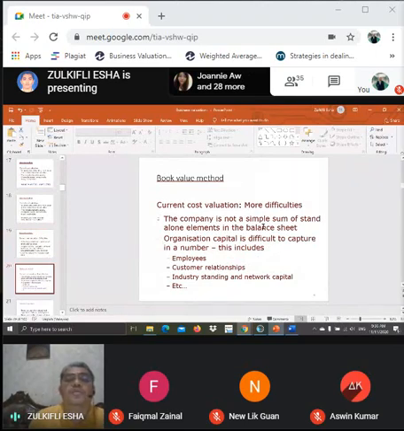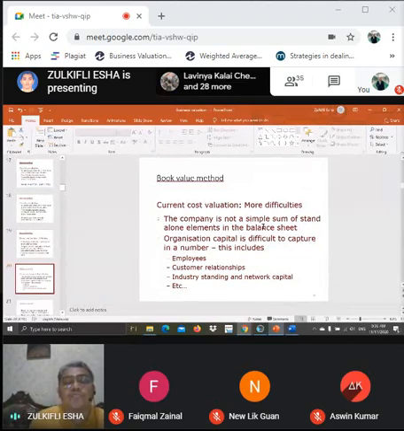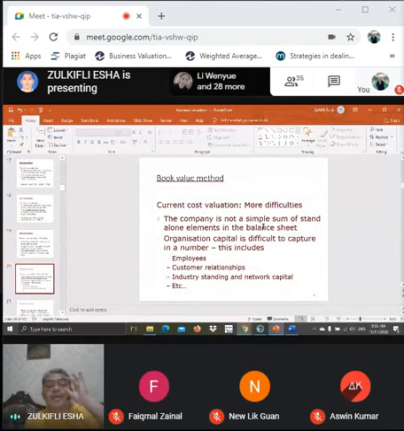So this is another difficulty, the potential difficulties or challenges that we may face while valuing a company using this method. The company is not a simple sum of standalone elements in the balance sheet. Organization capital is difficult to capture in a number. This includes employees, customer relations, industry standing and network capital.